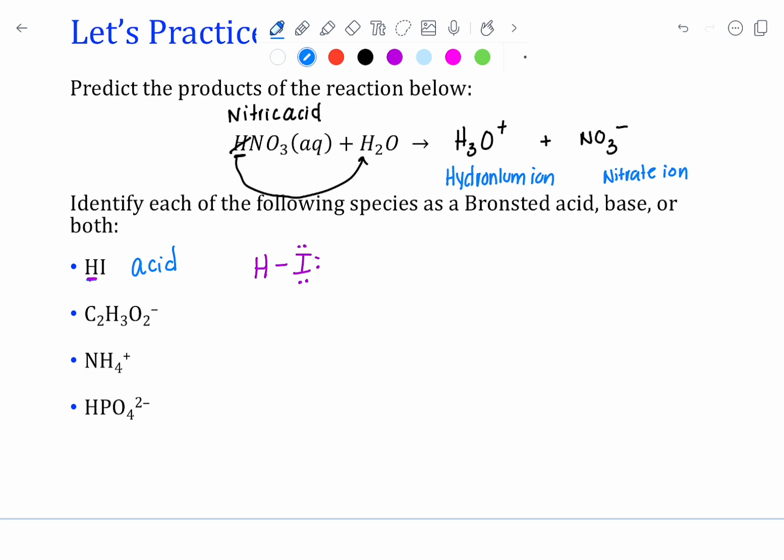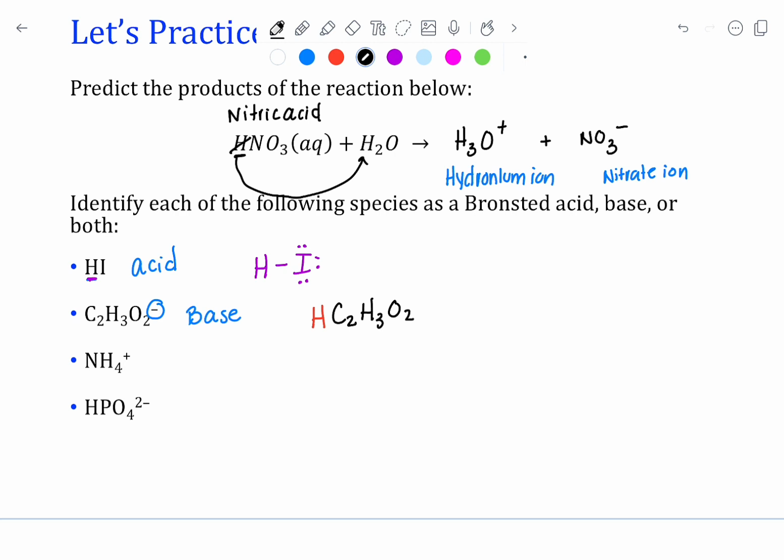Now, can it accept a proton? Well, it has a charge. So it has a negative charge, meaning it could be willing to accept a hydrogen to balance out that charge and become neutral. So because it is able to accept a positive charge, it can then become a base. So it can have a proton donated to it. So if we were to add a proton to this, it would be HC2H3O2. And now we have a charge of neutral because we've added a proton on to balance out that negative charge.